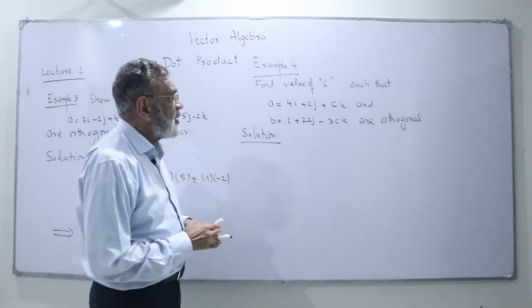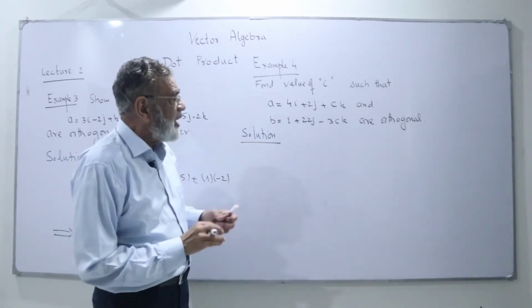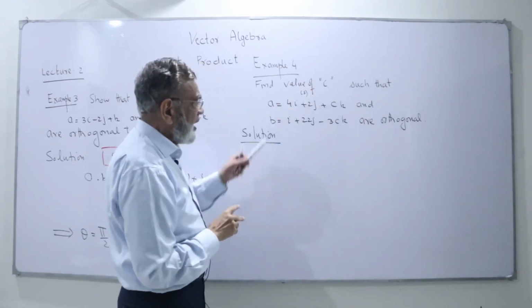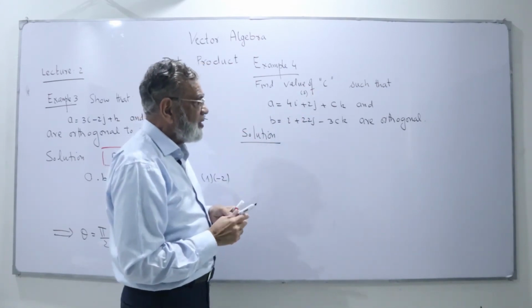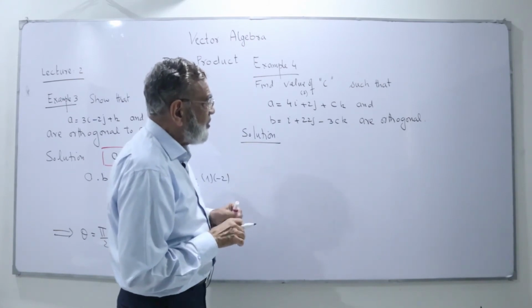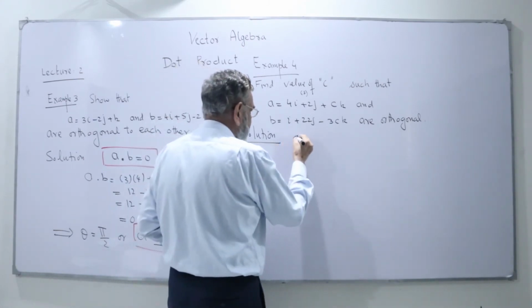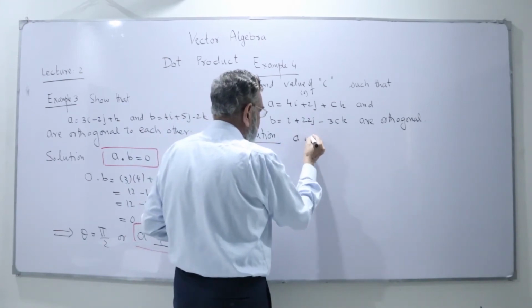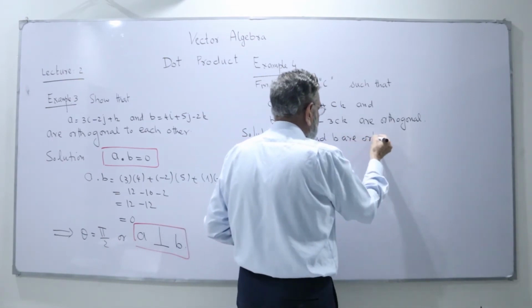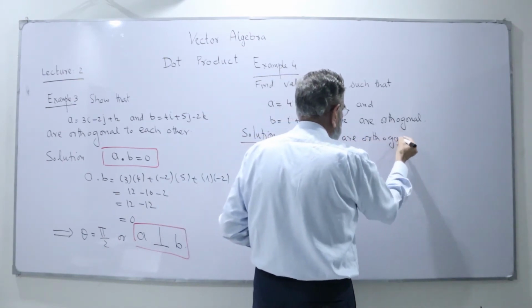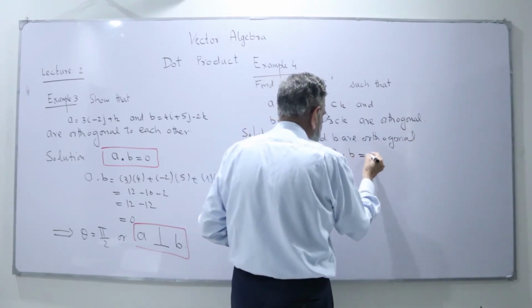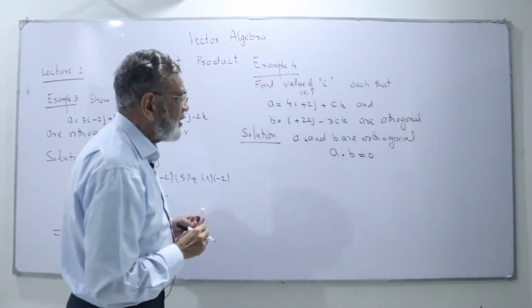In the next example, example 4, we want to find the value of C. The value can be more than one. We can say the value or values of C such that the vectors A and B are orthogonal. If we see some constant, we can just find the value of that one. If A and B are orthogonal, this means A dot B is equal to 0. So we find A dot B and put that equal to 0 to find the value of C.